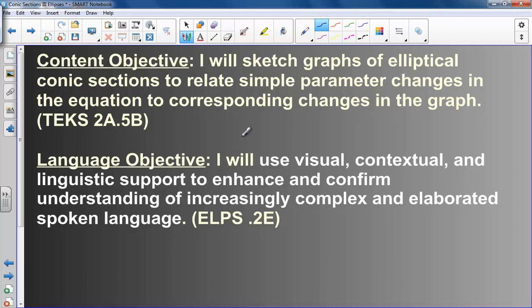So our objective here is to be able to sketch graphs of elliptical conic sections and to relate the parameter changes with ellipses to the changes in the graph. And our language objective is to use the visual support that we have here to help us understand the vocabulary.